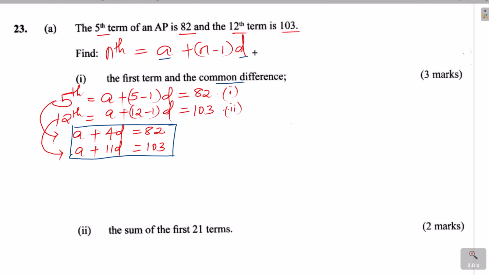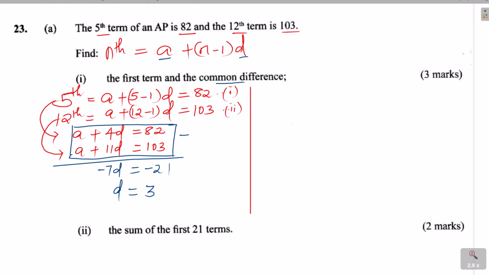So we can use the elimination method to eliminate A. We can subtract the two equations the way they are. So A subtract A is eliminated. 4D subtract 11D, negative 7D is equal to 82 subtract 103, which is negative 21. You can see you have negative on both sides, so the common difference will be 3. So that is how you get the common difference.